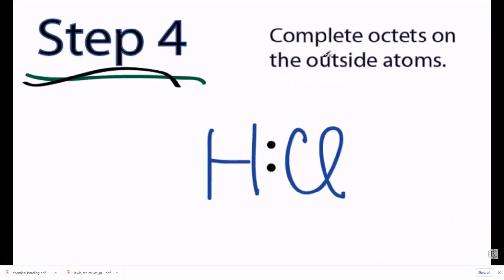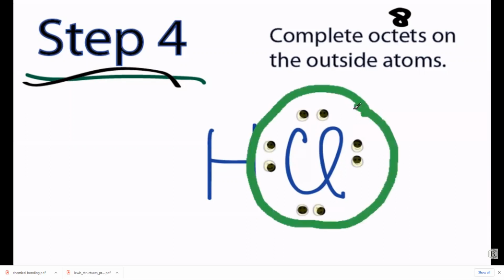Step 4, complete the octets on the outside atoms. Octet means 8. For HCl, we have a total of 8 valence electrons, 1 for the hydrogen, 7 for the chlorine. So we've used 2 already to form the chemical bond. For the chlorine, we'll put 4, 6, and then 8. We've used all the valence electrons, and we've completed the octet for chlorine. It has 8 valence electrons.